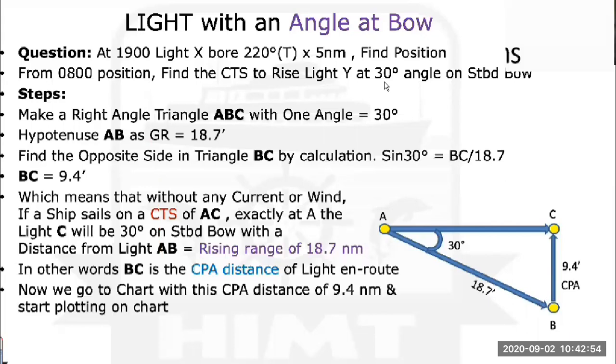See, after this only I go to the chart. Please remember, this is what I have done. My main job was to find only one thing: what is the CPA distance of light Y? This is what I did in the small triangle drawn in the notebook. Don't draw to scale, just draw some triangle. Put 30 degrees, put 18.7, sine 30, put that, it comes to 9.4, and that 9.4 is what I need in the chart.